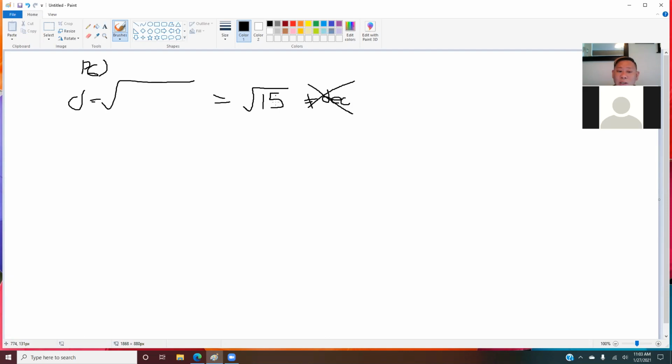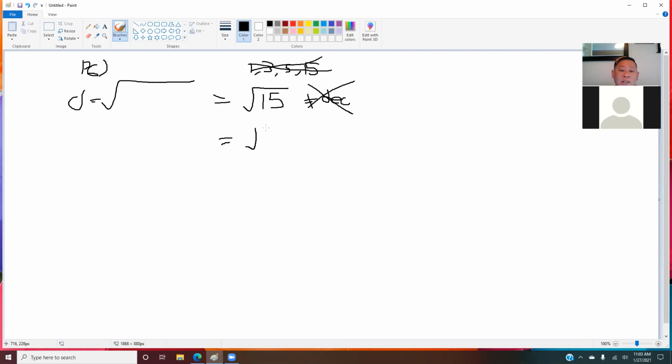So what you need to do is break this square root down. Unfortunately, 15 you cannot break down, because in order to break it down you have to have a perfect square factor. But the only factors that go into 15 are 3, 5, or 1 and 15, and none of these, besides 1, is a perfect square. So that's why you leave your answer as square root of 15.